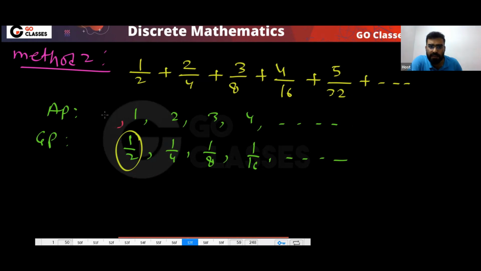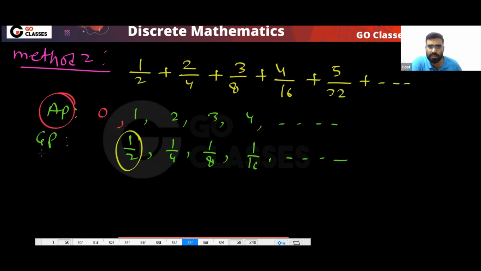See, if I put 0, will the AP get disturbed? If I put 0, will it disturb this AP? No, this AP will not be disturbed because the difference is still 1. The common difference is 1. So the AP will not be disturbed.